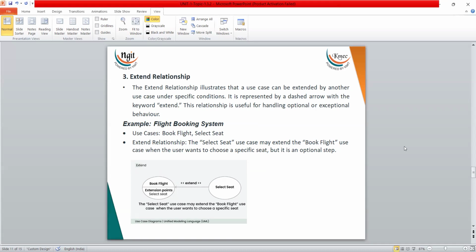If you take a flight booking system as an example, use cases are booking the flight and selecting the seats. In the extend relationship, the select seat use case may extend the book flight use case when the user wants to choose a specific seat. So if you want to choose a particular seat, it is an optional step. Whenever we go for an extension, it is an optional relationship that we can define.